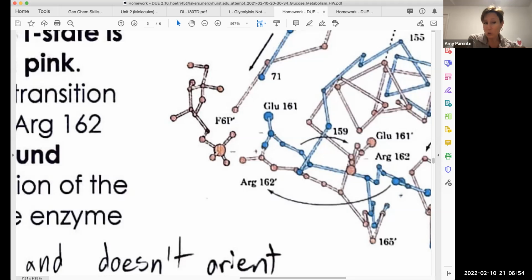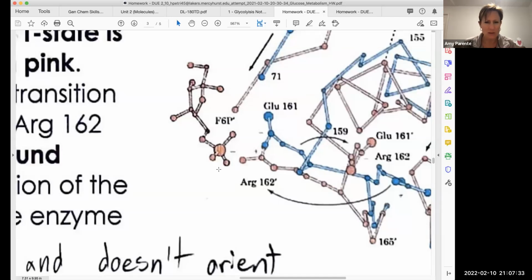Now, I told you what the pink and blue related to, but we should be able to predict which is R state and which is T state. Hopefully it makes sense that the R state is when the arginine is here, because that's going to form a favorable electrostatic interaction with the substrate. R state means I'm going to be favorable to binding substrate. T state is when this glutamic acid residue is here, because that's going to be unfavorable for binding my substrate because I've got the same charges there. So it's going to be an electrostatic repulsion. Does that make sense? Okay.